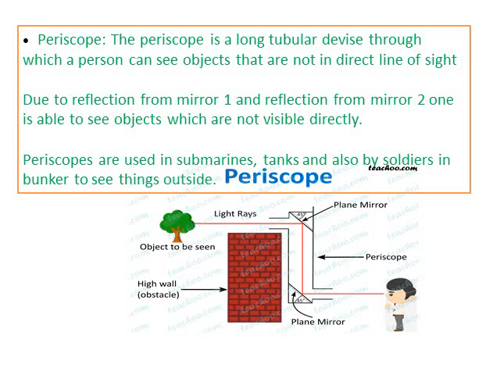So light rays from the tree get reflected from mirror 1, and the image of that is received by mirror 2 and transferred to the observer. So an observer who hides below the surface of the land is able to see what is happening on the floor. So periscopes are usually used in submarines, tanks, and also by soldiers in bunkers to see things outside.